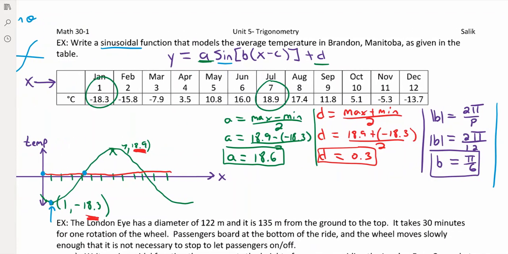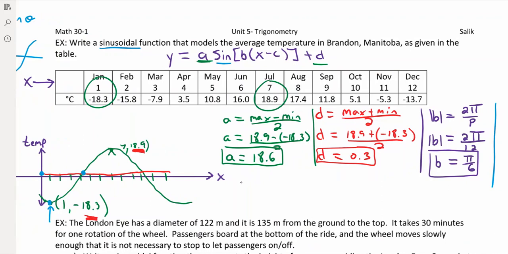I'm not even going to do it down here. I can just write out our equation. So this would be y equals, and I know what some of these numbers are now. For A, I'm going to write down 18.6. And then instead of sine, I'm going to write cos. My B value was pi over 6, and then my X is just my X. And then my C is the one I'm looking for, so I'm going to leave that blank for a second and we'll talk about what happens to it. And then plus D, and my D was 0.3.